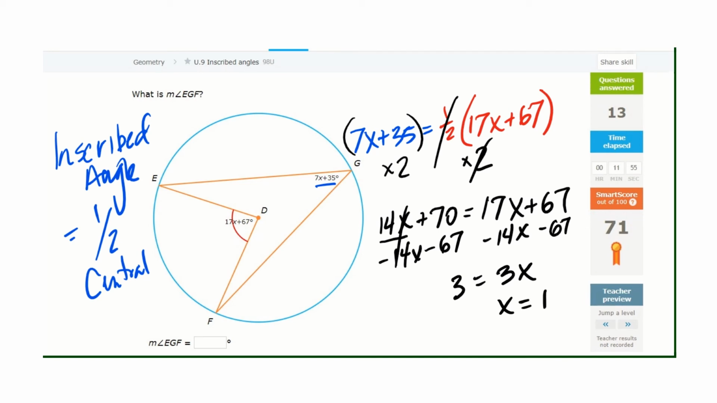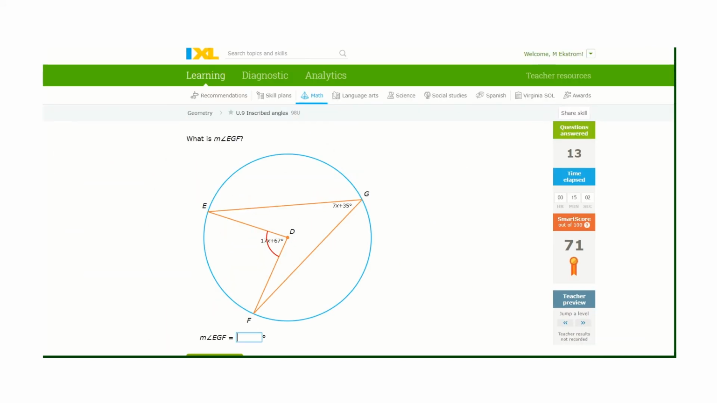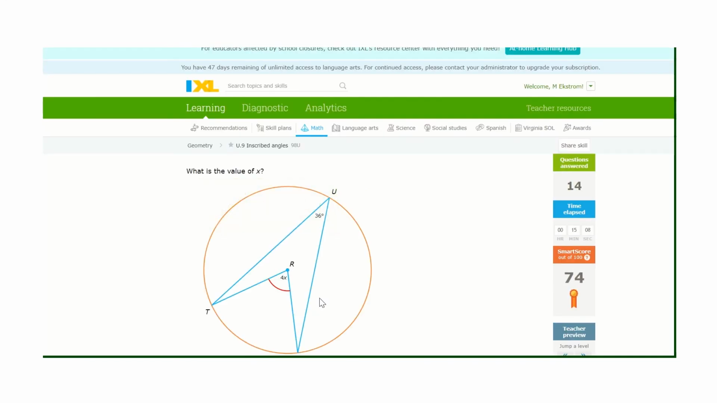Now, if you type in the number 1, you're going to get the answer wrong. Why? Because x equals 1. They're asking for EGF. EGF, we're going to plug in that 1. You get 7 plus 35. I believe 7 plus 35 is 42. And we are correct. You are correct.